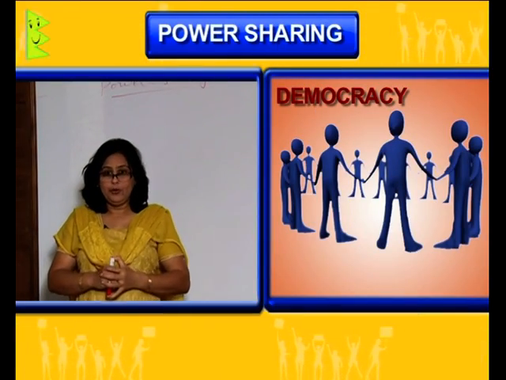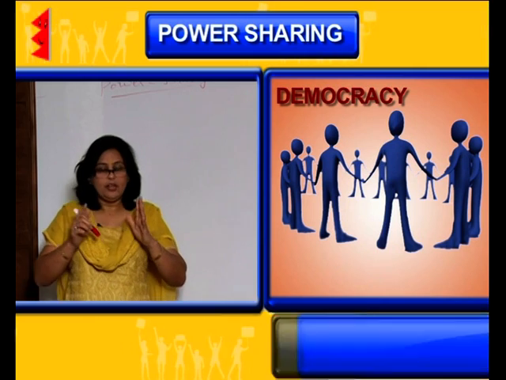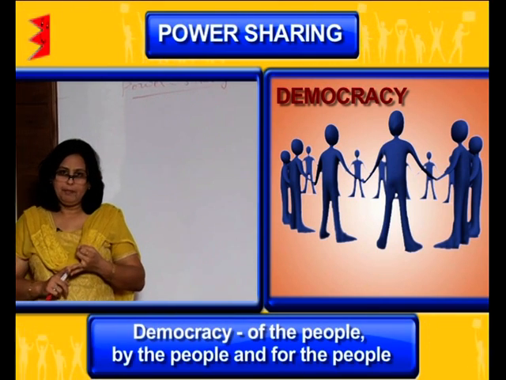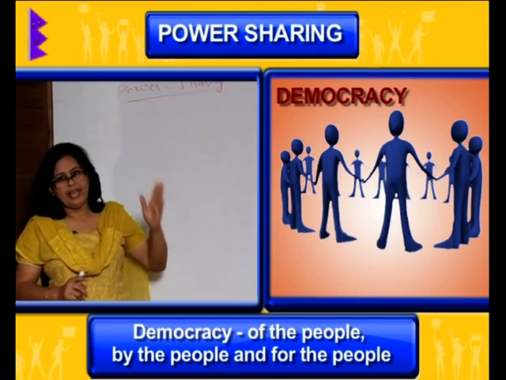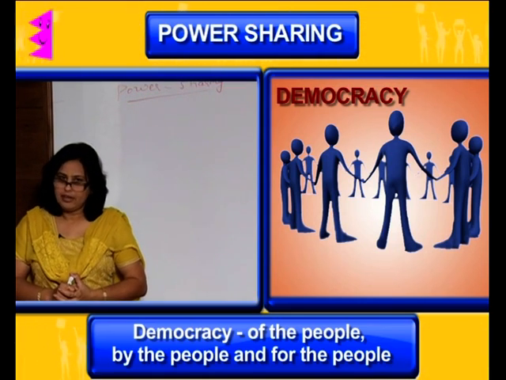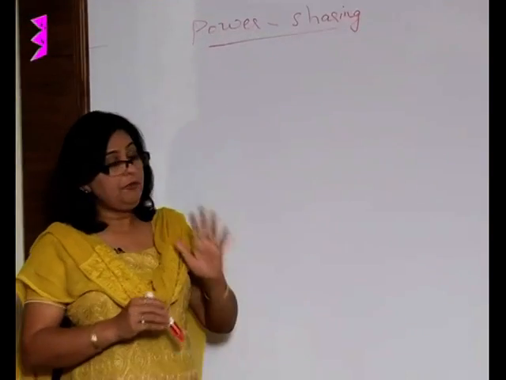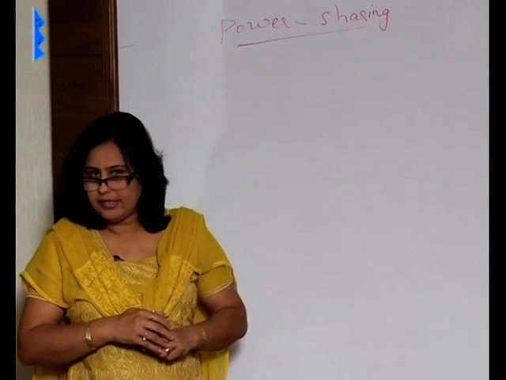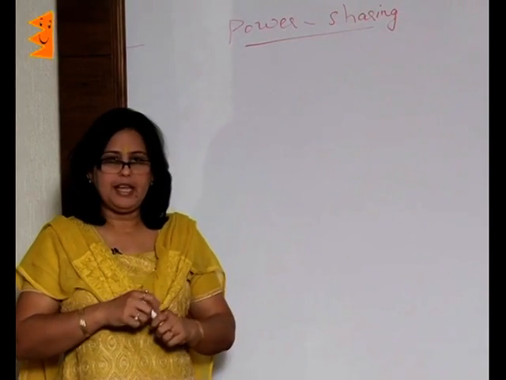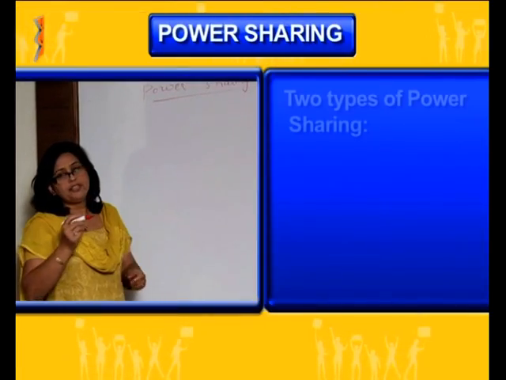And democracy, you know, is a government which is of the people, by the people and for the people. Therefore, we need to share power in this type of government. We can see that there are two levels by which the powers can be shared. And we were taking first of all the example of a school.